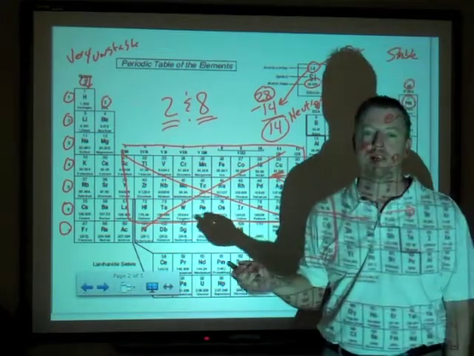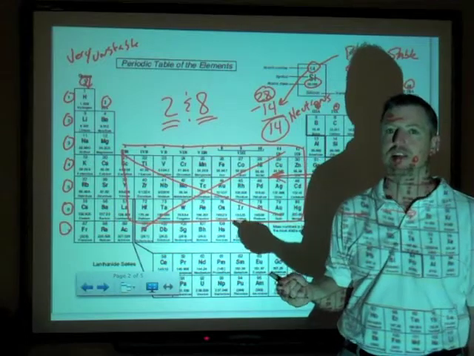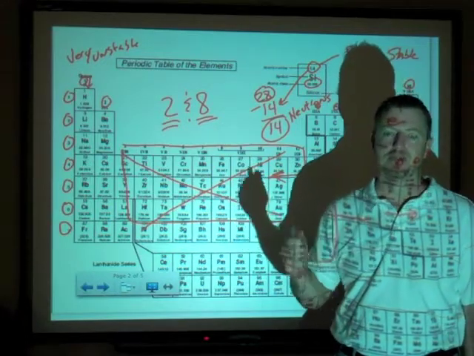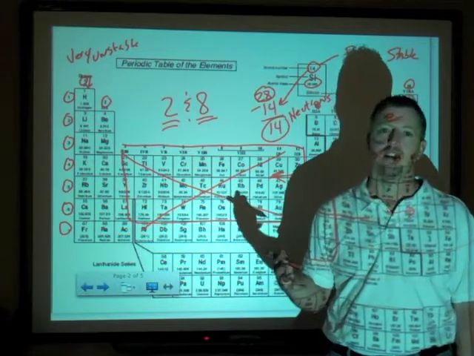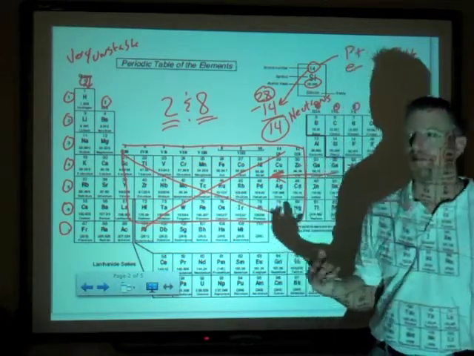And remember, metal properties are that they can conduct heat and electricity. They're malleable, which means they can be smashed flat. They're ductile, which means they can be spooled into a wire. And the fourth one is that they have luster. They shine when light hits them.